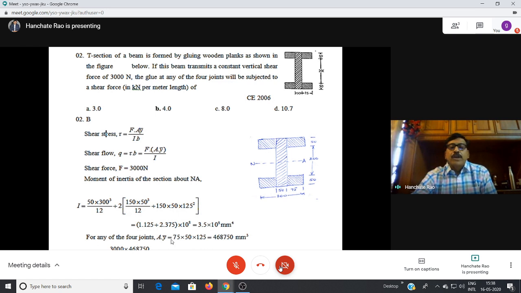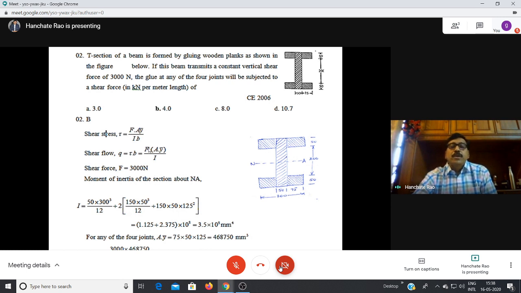At any of the four joints, take AY bar. 75 is the width, and 75 into 50 is the area, and 125 is the distance. So AY bar is equal to 75 into 50 into 125. So this is the AY bar, from which we get Q.